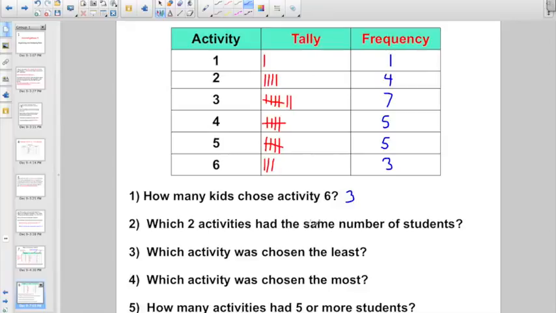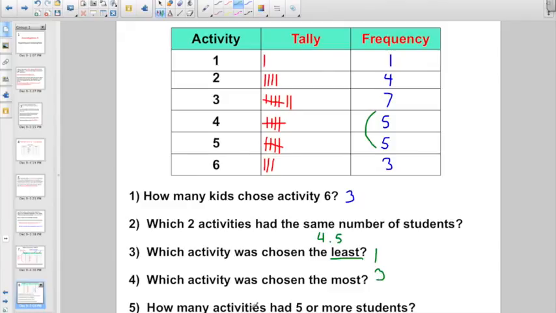Which 2 activities had the same number of students? Which 2 had the same number? Activity 4 and activity 5, right? So I could just label it 4 and 5. Which activity was chosen the least? Only one kid wanted to do activity 1. Which activity was chosen the most? Looks like activity 3 was the most popular. 7 kids wanted to do activity 3.